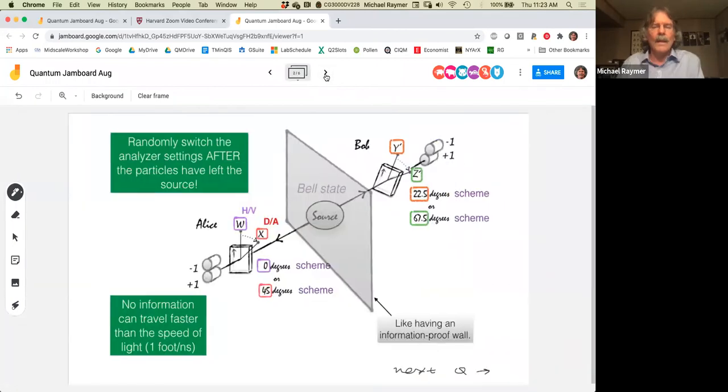So on page 2, I have shown exactly the answer that you just proposed. I think of this setup as a fictitious information-proof wall. There's not really a physical wall there, but the time lag of the light speed for transmitting information effectively builds an information-proof wall between the two sides.